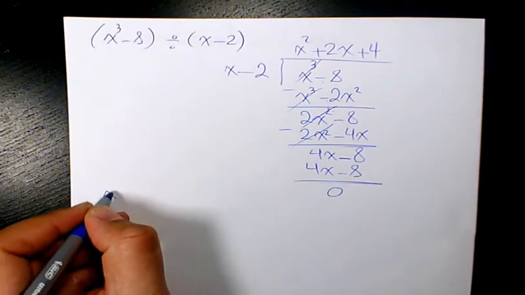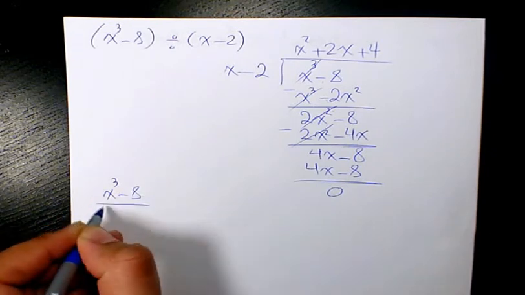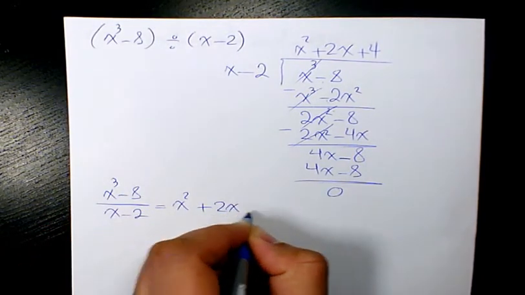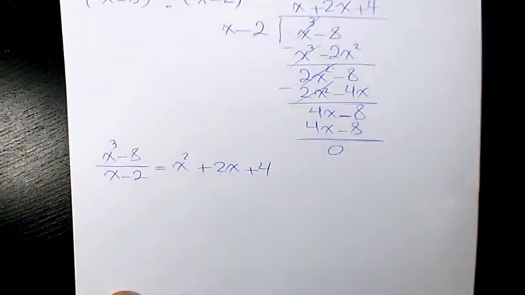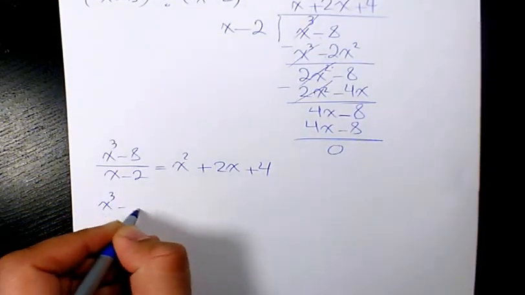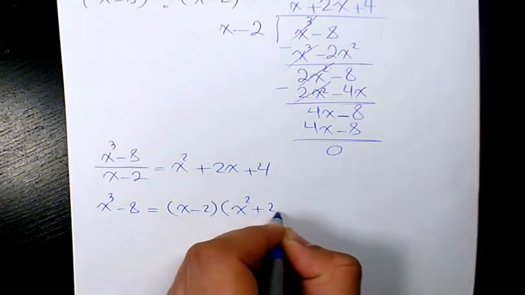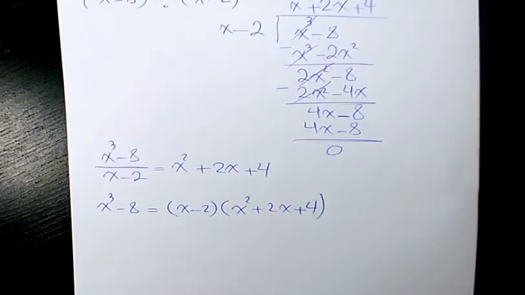So you can say x cubed minus 8 divided by x minus 2 equals x squared plus 2x plus 4. Or you can say x cubed minus 8 equals x minus 2 times x squared plus 2x plus 4. Both of them are completely correct.